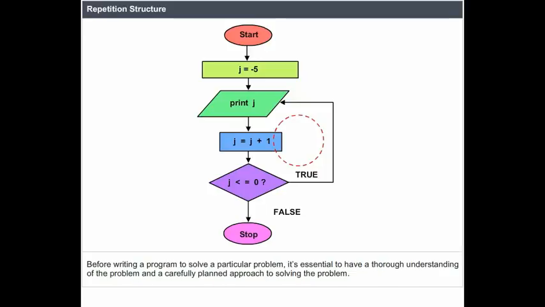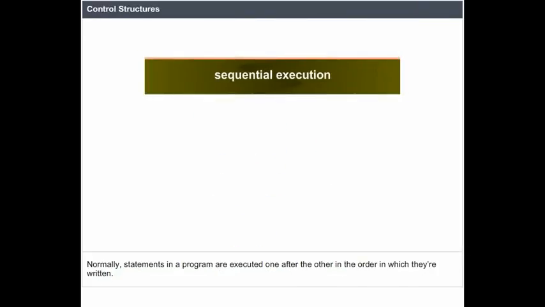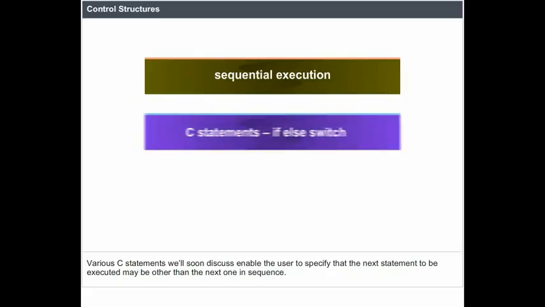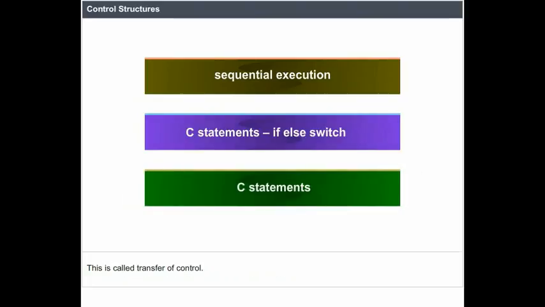Before writing a program to solve a particular problem, it is essential to have a thorough understanding of the problem and a carefully planned approach to solving the problem. Control structures. Normally, statements in a program are executed one after the other in the order in which they are written. This is called sequential execution. Various C statements we'll soon discuss enable the user to specify that the next statement to be executed may be other than the next one in sequence. This is called transfer of control.